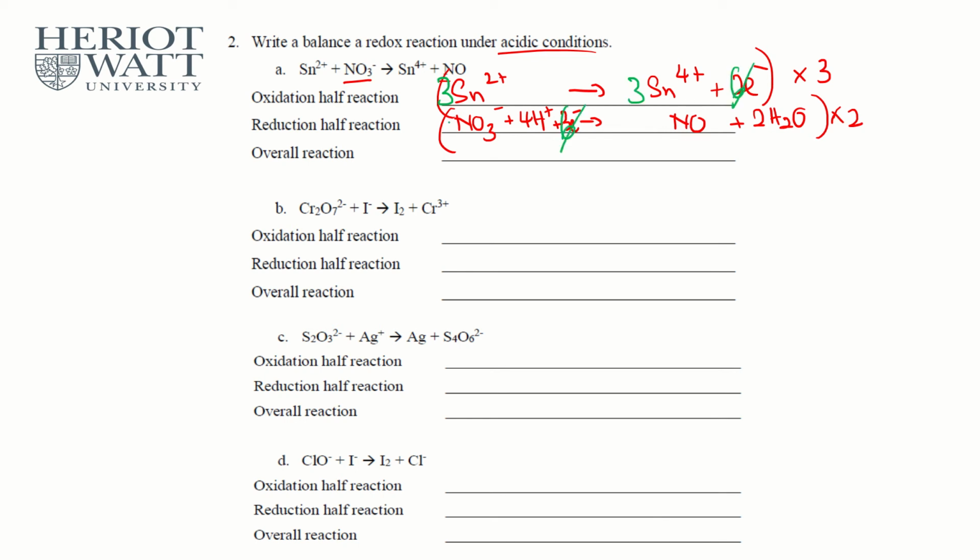Electrons will be cancelled out. So 2, 4 times 2, 8. All right, and this one's 2, and this one is 4, right? So once you've done this, cancel out the electrons, and whatever is on the left, you put it on the left.